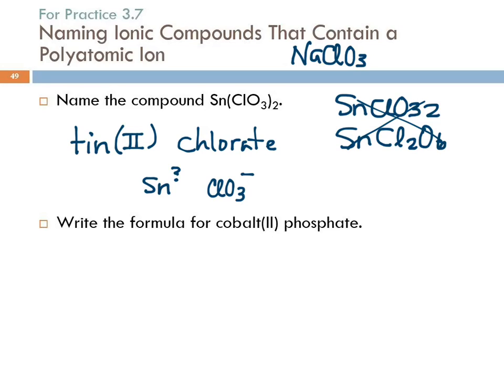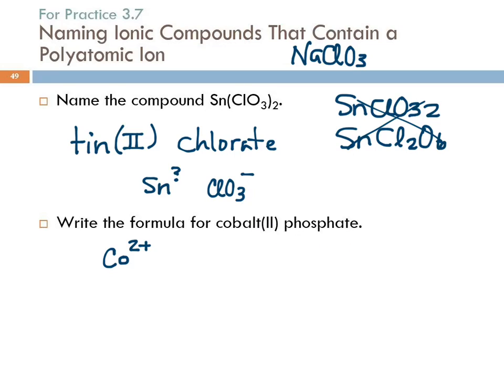Let's write the formula for cobalt(II) phosphate. Writing formulas, you write the ion symbols with their charges first. So what's the element symbol for cobalt? Co, lowercase o. And the charge on this ion, 2+. The periodic table doesn't help us because the charge on cobalt is not predictable from the periodic table. That's why we have the Roman numeral. That tells us the charge. It's not the number of them. It's not the subscript. It's the charge.